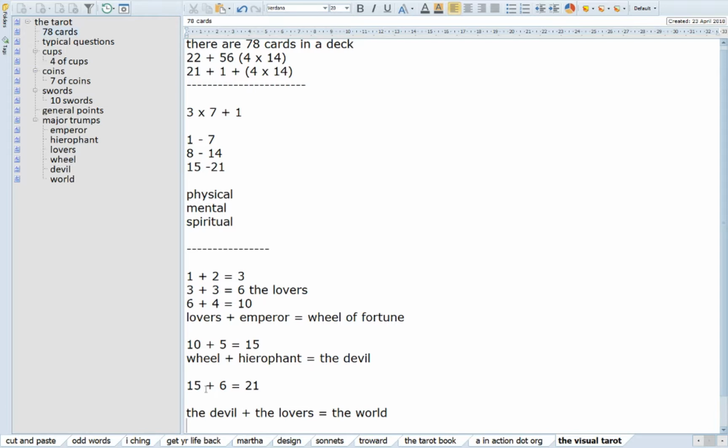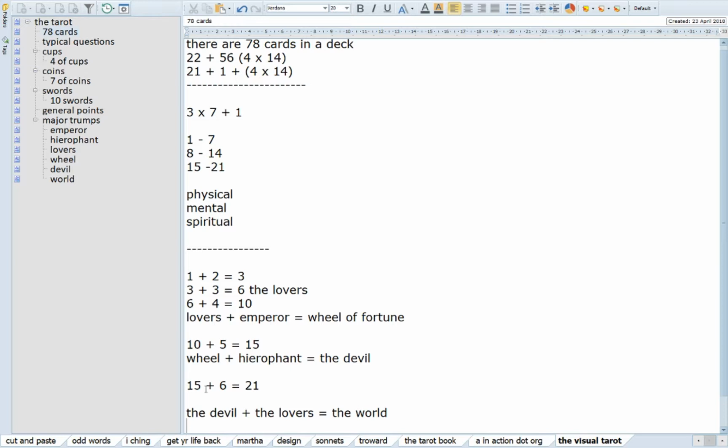Because 9 can be 3 and 6, but it's also 3 plus 3 plus 3. So you can get more complicated, but I'm thinking let's keep it simple to begin with. What do you get when 1 and 2 equals 3? The Magician plus the High Priestess equals the Empress.